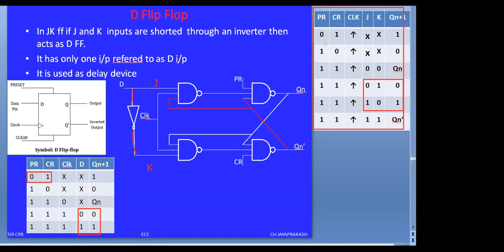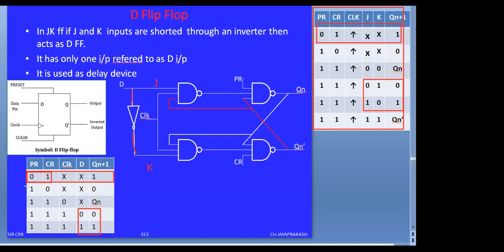Preset equals 0, clear equals 1. This is the same condition as in the JK flip-flop. When it is the 0 1 condition, this is called the set condition. The next state Q of n plus 1 equals 1.